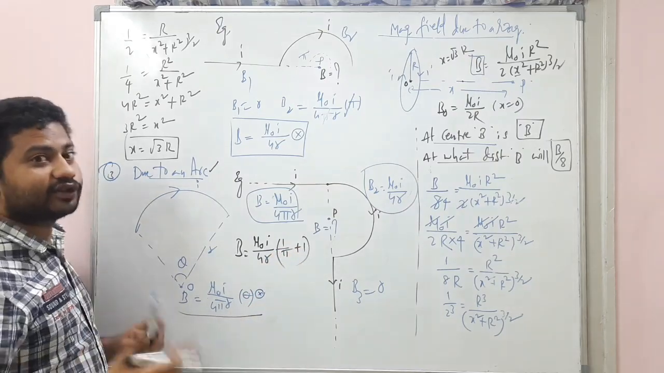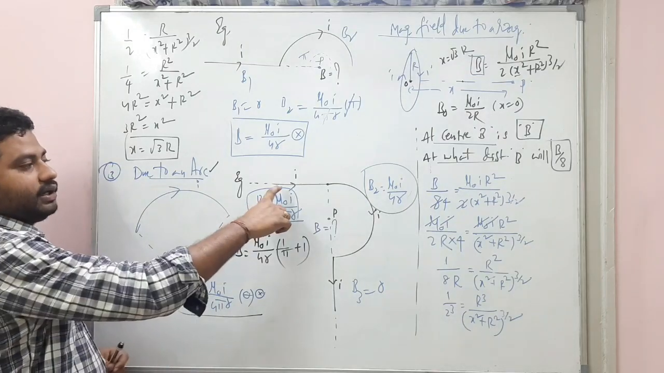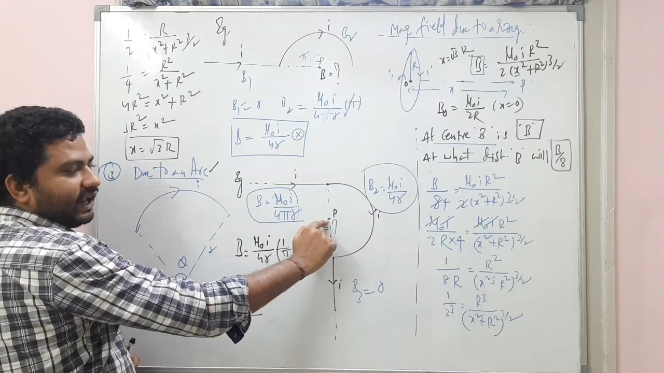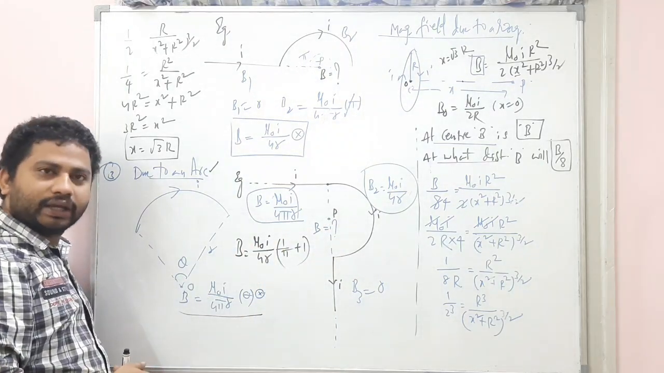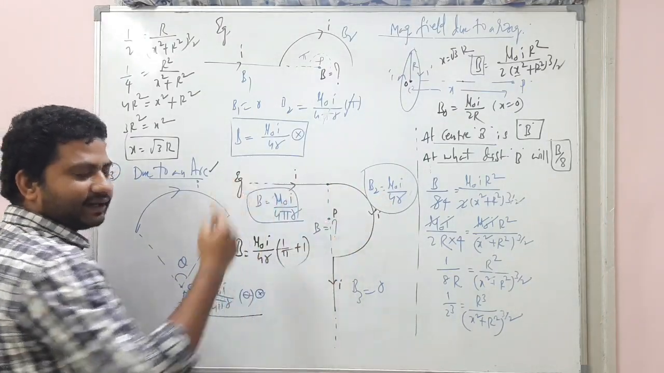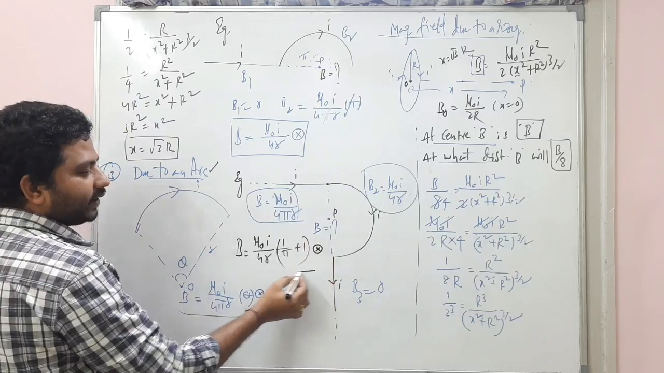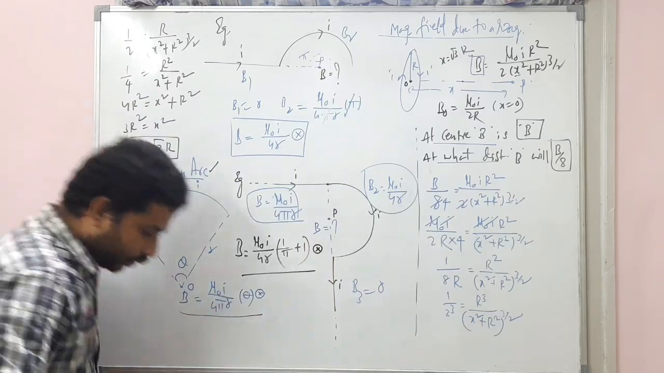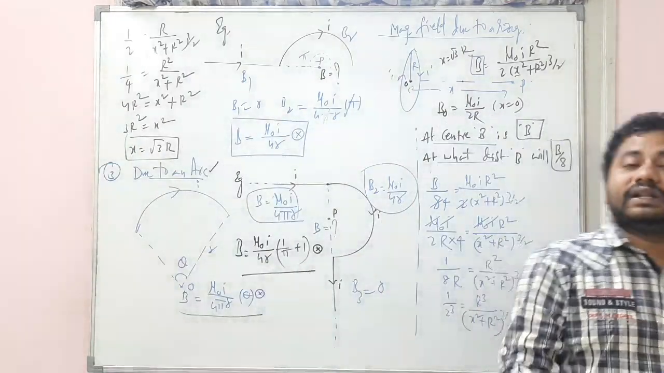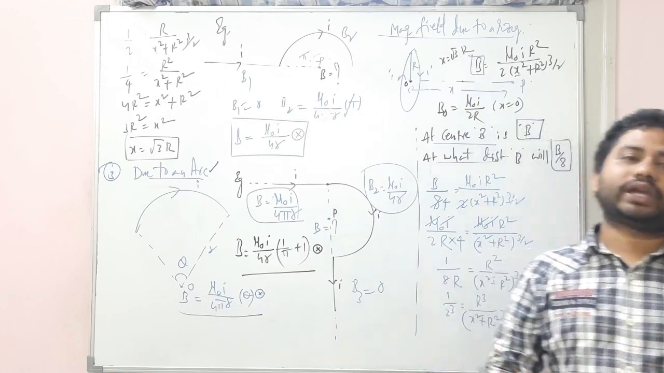The direction is also very important, as I have told you, my dear children. Due to this wire, at this point, the magnetic field lines are into the plane. Clear? And due to this wire also, the magnetic field lines are into the plane. So the net magnetic field is into the plane. Direction is very, very important. In this way, numericals, concepts, revision, quick recap, all the things we can do.